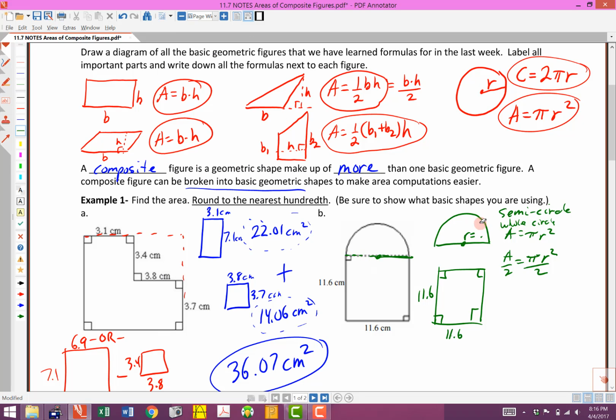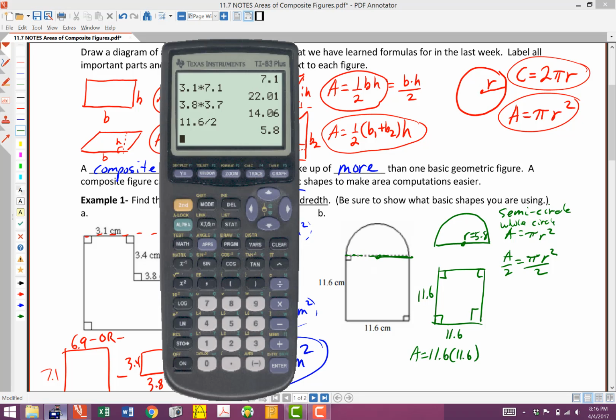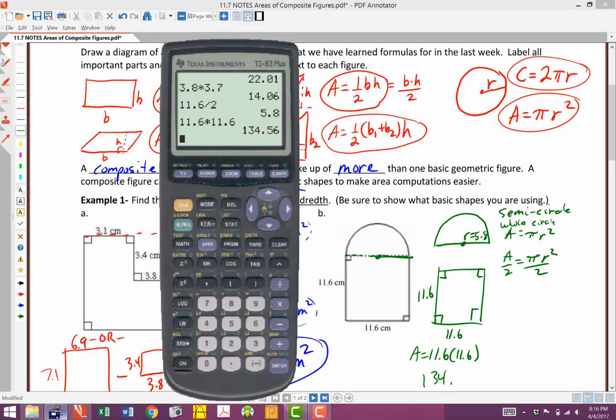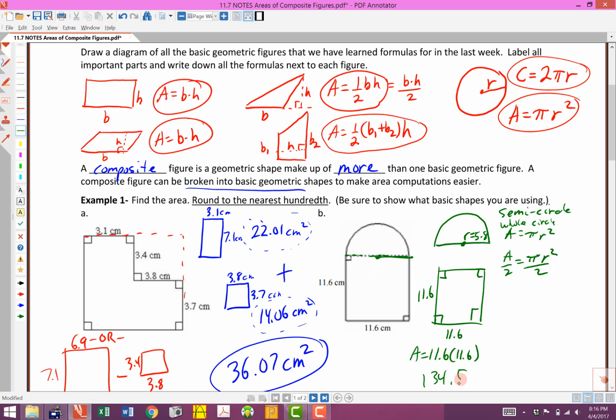Okay, so if the radius is 5.8, I'm going to make that look really nice, hopefully. Here's what we're going to do. We're going to find the area here. So the area of this one is going to be 11.6 times 11.6. We'll go ahead and do that one. 11.6 times 11.6. You might be able to think of a quicker way to type that into the calculator. 134.56. So we're accurate to 2 decimal places there. That's good.